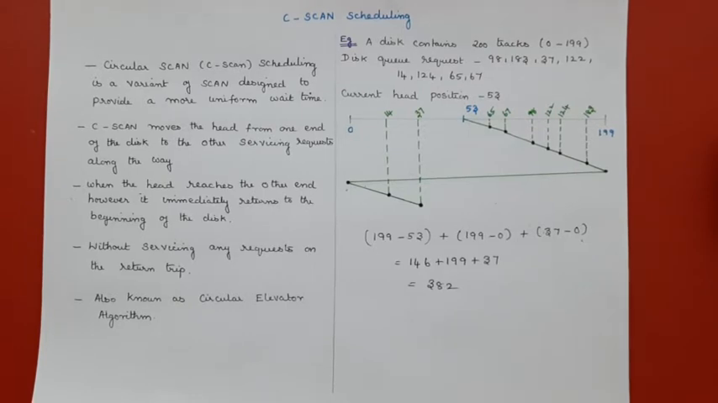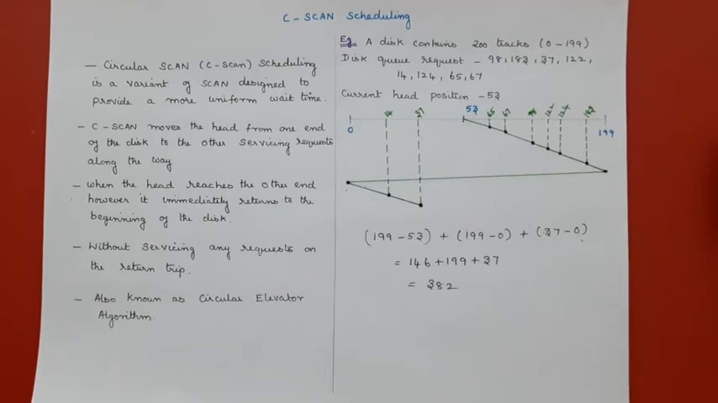So the C-scan moves the head from one end of the disk to the other end, servicing the requests along the way. When the head reaches the other end, it immediately returns to the beginning of the disk without servicing any request on the return trip. This C-scan algorithm is also called the circular elevator algorithm. Your scan algorithm is called the elevator algorithm, and your C-scan algorithm is called the circular elevator algorithm.